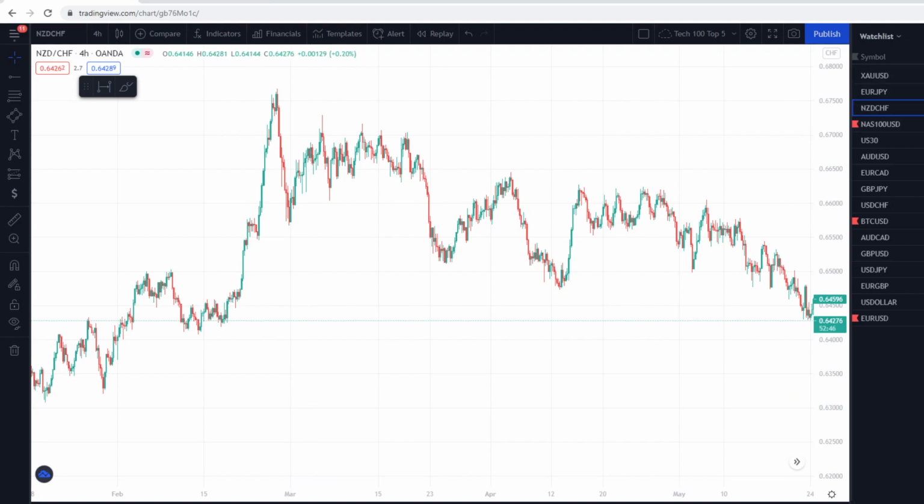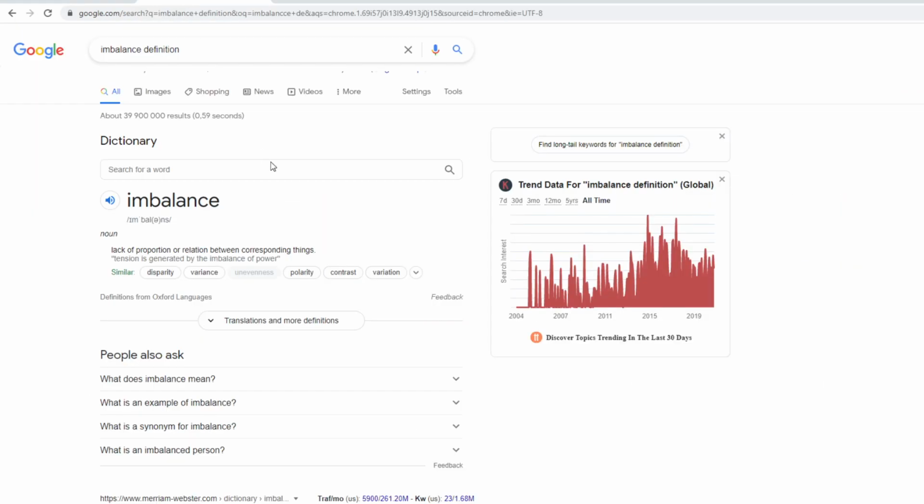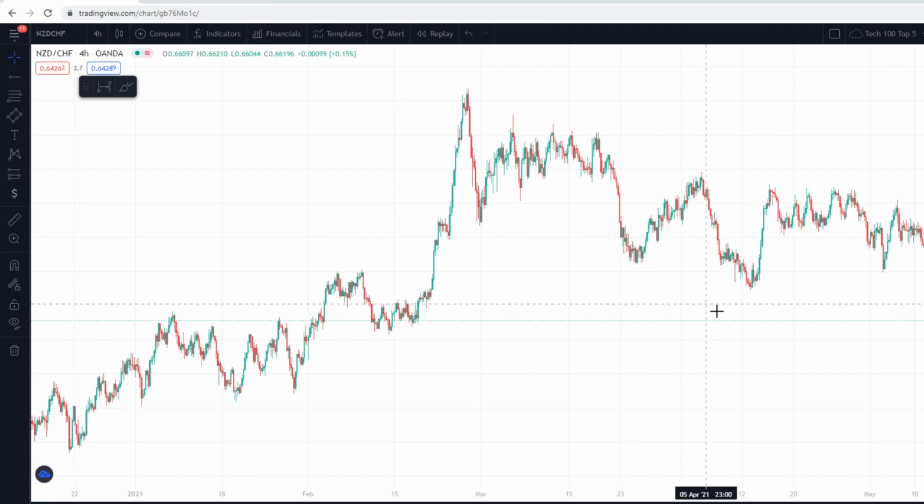Firstly, I would like to start with the definition of imbalance. If you go ahead and search imbalance on Google, it will give you a definition: lack of proportion or relation between corresponding things. Now, how do we apply that to the FX markets?